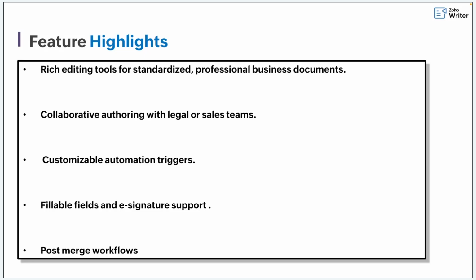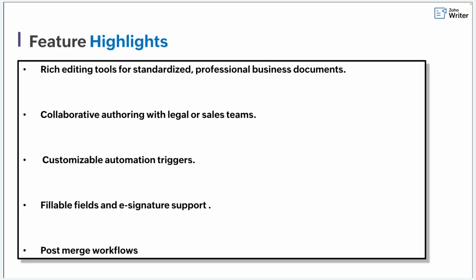Next, Writer gives you the flexibility to set up customizable automation triggers. A document can be generated manually, on trigger when a form is submitted, or even at a scheduled time. Depending on your sales operation, you can choose any one of the triggers and simply generate the documents.